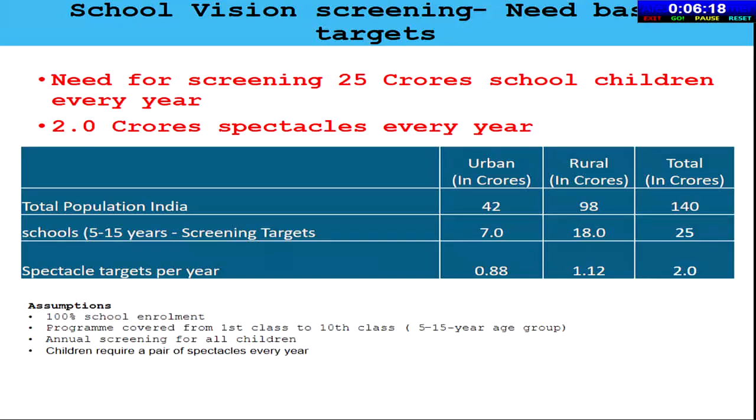We are 140 crore now. And if we assume even a prevalence of around 8%, though it is much higher at this stage, we need to screen 25 crore children every year in our country, 25 crore. And among them, 2 crore children need to be provided spectacles every year. It's a huge number.